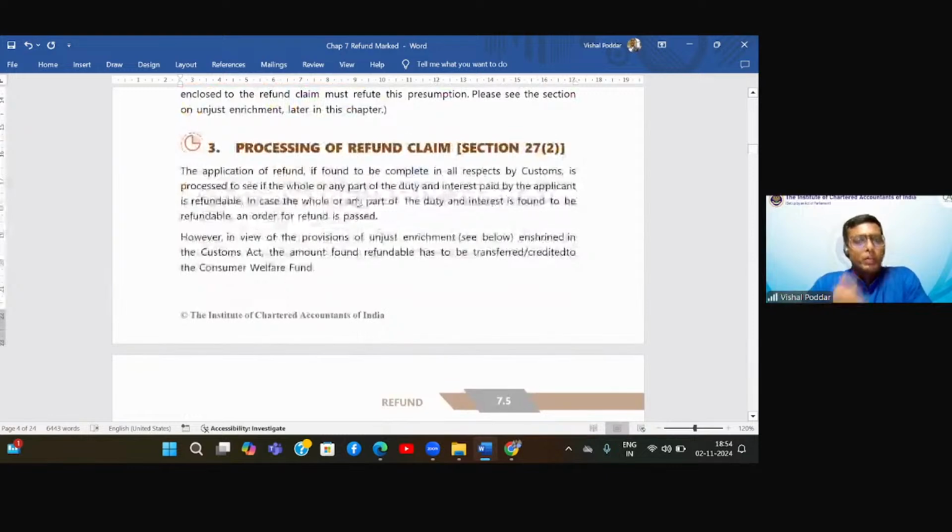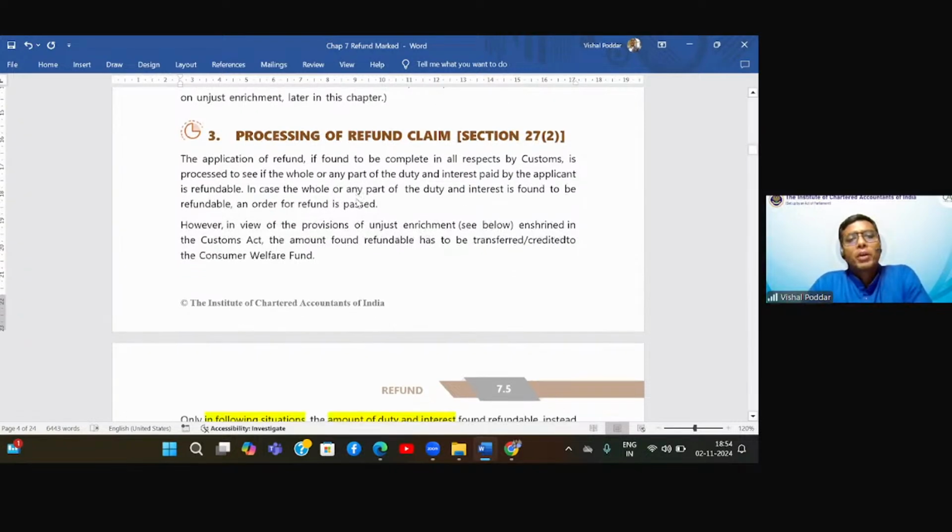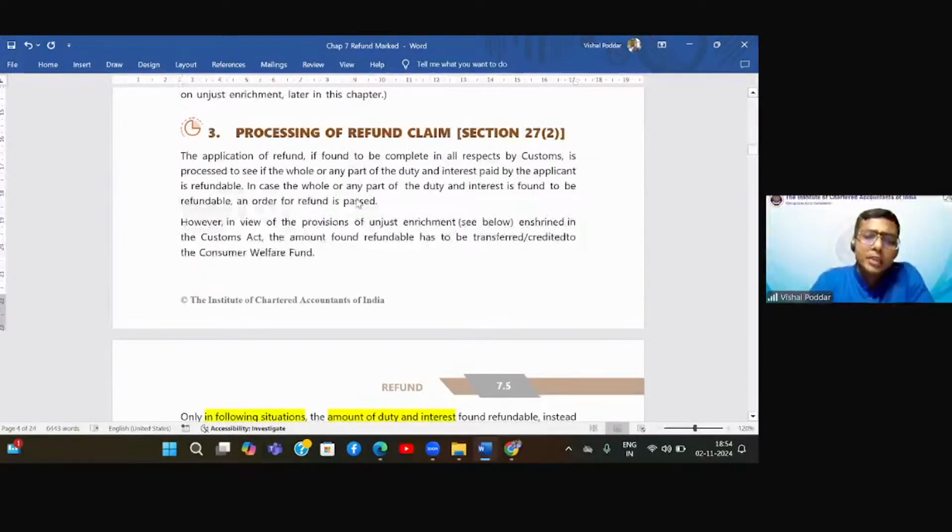Now, once you have made the application in correct form within the time limit and along with the necessary documentary evidence, then comes the second step. That is, now the customs will start processing your application. What is processing? Processing simply means that when you make an application, they have to check whether your application is complete, it is correct, whether they have any doubts or queries for which they can ask for further documents or any type of more inputs or explanation.